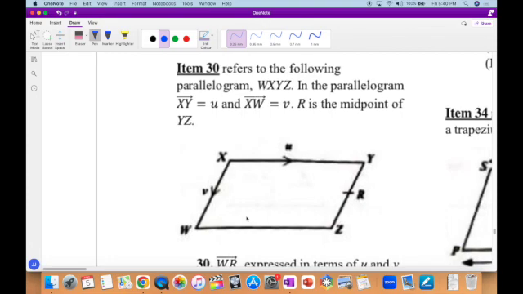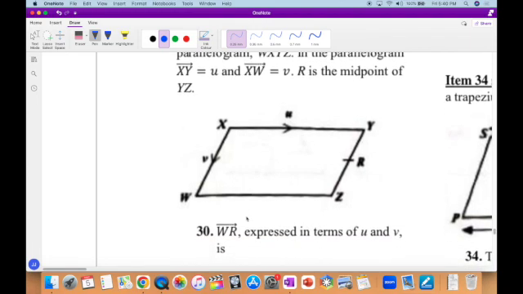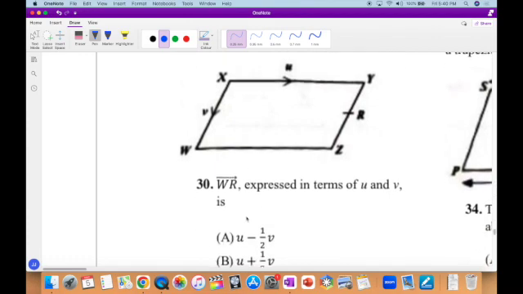30 refers to the following parallelogram WXYZ. In the parallelogram, XY is U, and XW is V. R is the midpoint of YZ. WR is expressed in terms of U and V is.